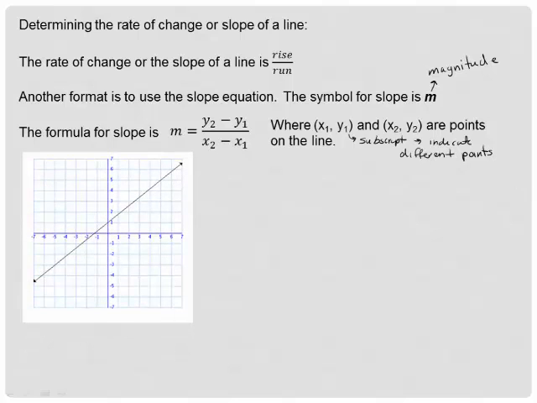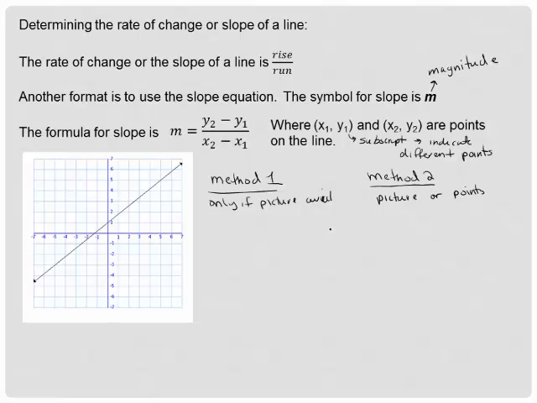So if we have a line on the graph, we can determine the slope in 2 ways. So we have method 1 and method 2. Okay, method 1 only works if we have a picture. Method 2 works with a picture or just having 2 points.